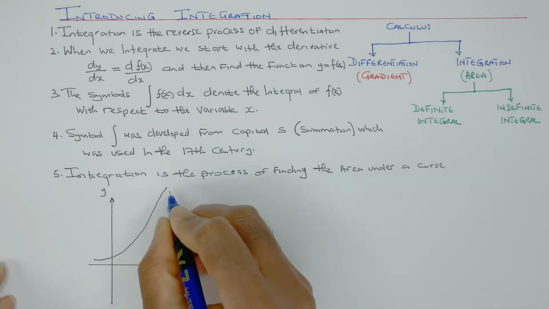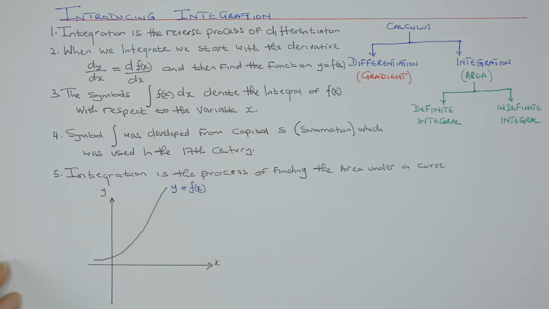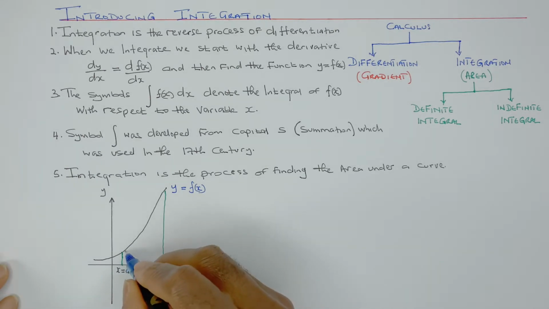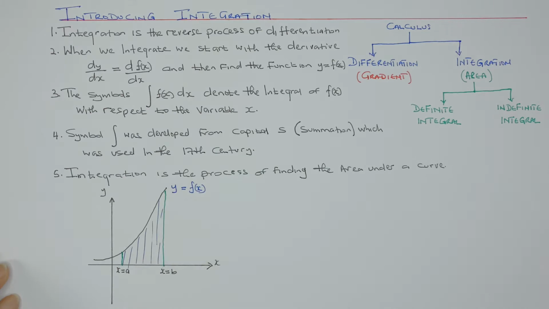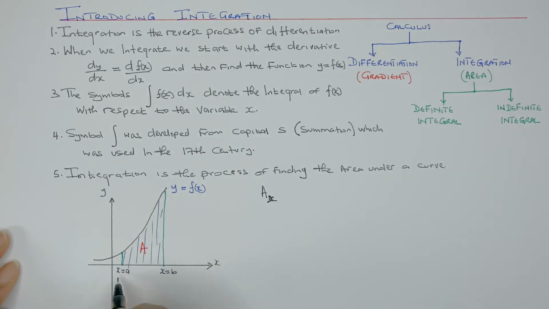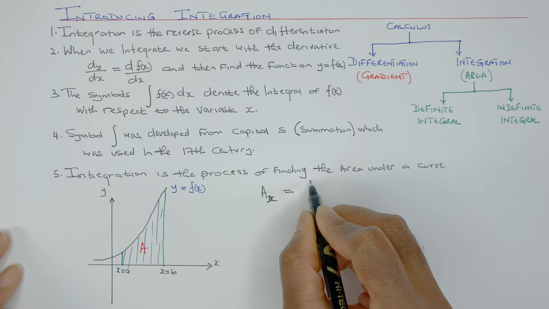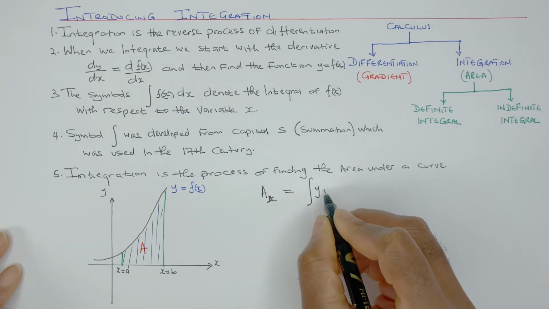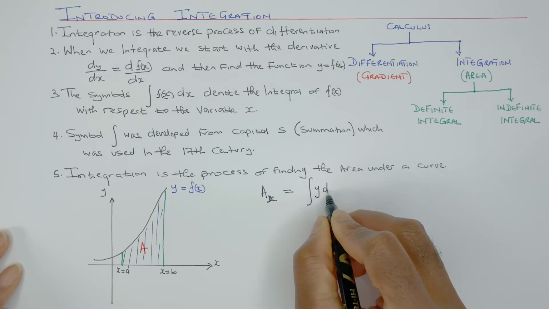If we have a curve y equals f of x, and we want to find the area between this boundary and this boundary, where x equals a and x equals b, what we want to do is find the area under the curve. That area A, which is a function of x, will be equal to the integral of the function y, which is a function of x, times dx.